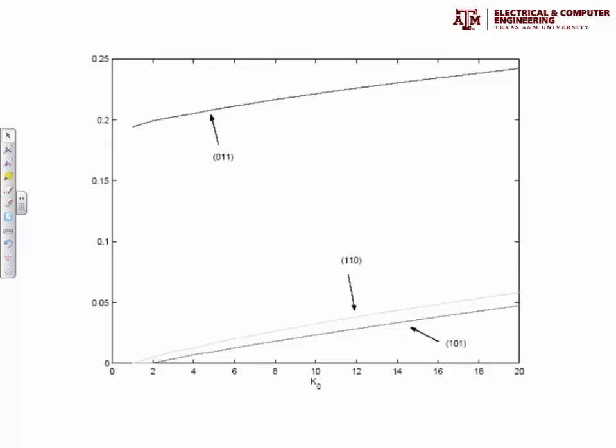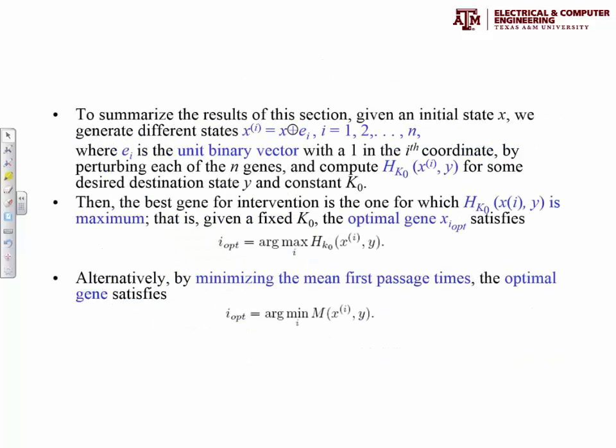All right, any other questions? So to summarize the results of this section, given an initial state, we generate different states by perturbing one of the genes. This is the 2's complement sum with a basis vector, the ith basis vector, where e_i is the unit binary vector with a 1 in the ith coordinate, by perturbing each of the n genes. Then you compute this quantity, h_k0(x_i), the new origin to the destination, and some constant k0, let's say 20 time steps or 100 or whatever you want. Then the best gene for intervention is the one for which this quantity is maximum. That is, given a fixed k0, the optimal gene x_i opt satisfies this.